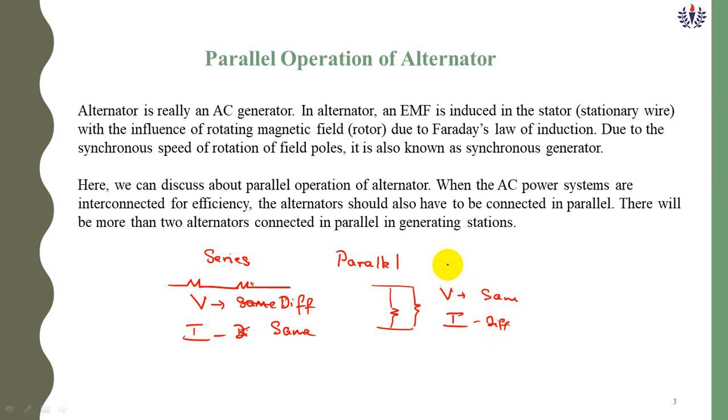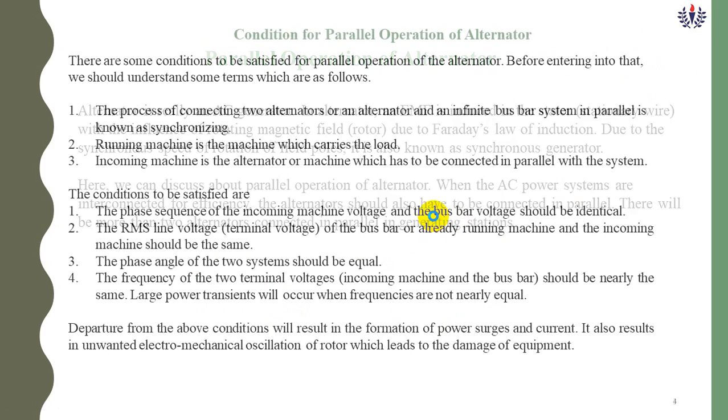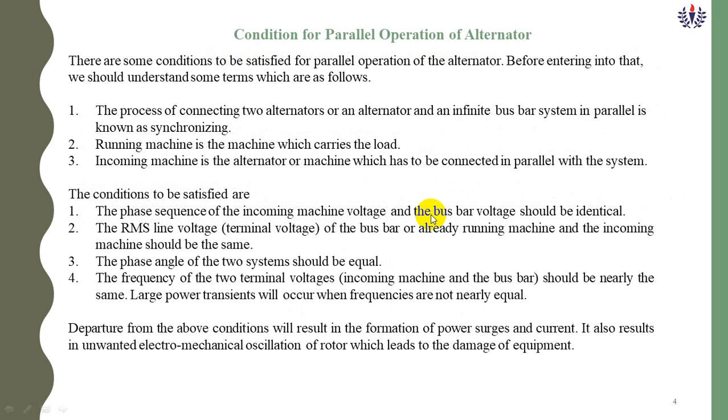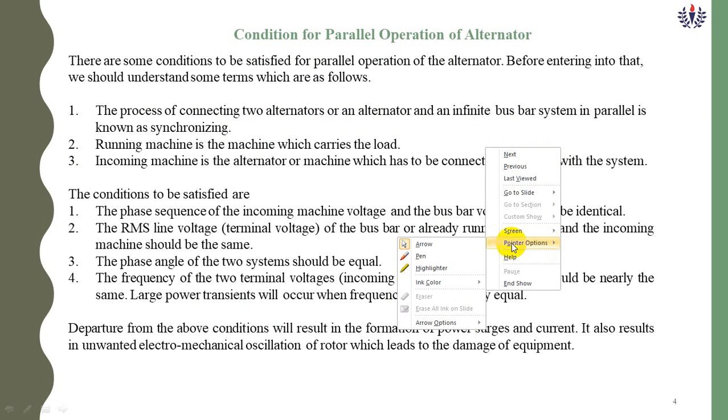Now this parallel operation of alternator is applicable in power stations, where they operate in generating stations, hydro power stations, thermal power stations, or nuclear power stations. What are the conditions of parallel operation of alternator? This is one 6-mark question. The process of connecting two alternators to an infinite busbar system in parallel is known as synchronizing. Synchronizing means it should be unity.